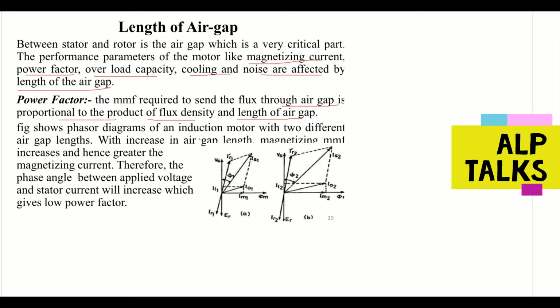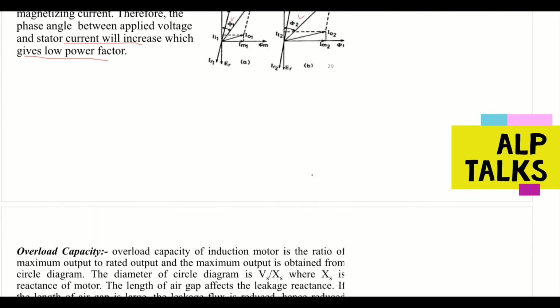Power factor: the MMF required to send the flux through the air gap is proportional to the product of flux density and length of air gap. The figure shows phasor diagrams of an induction motor with two different air gap lengths. With an increase in air gap length, the magnetizing MMF increases and hence the magnetizing current is greater. Therefore, the phase angle between applied voltage and stator current increases, which gives a lower power factor. This is phi 2, this is phi 1. Phi 2 is more, you can see it here.